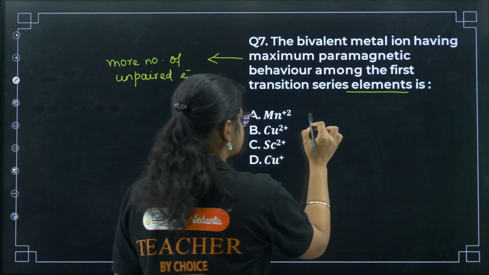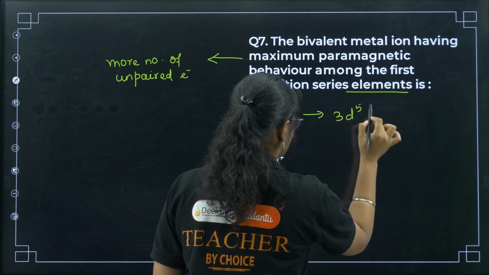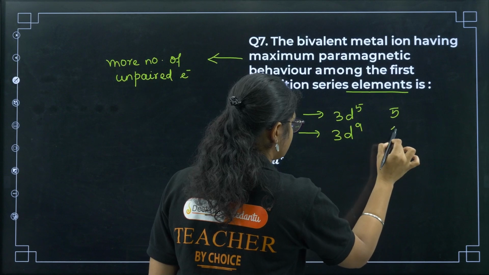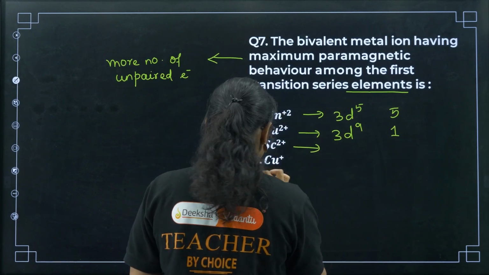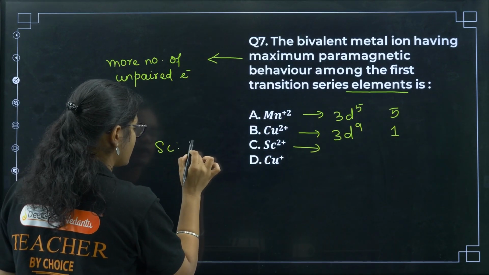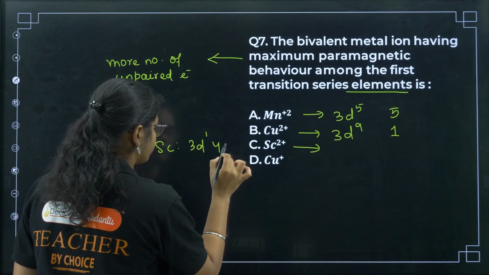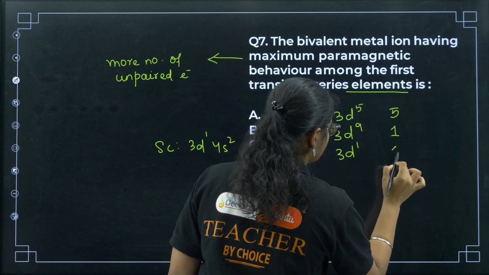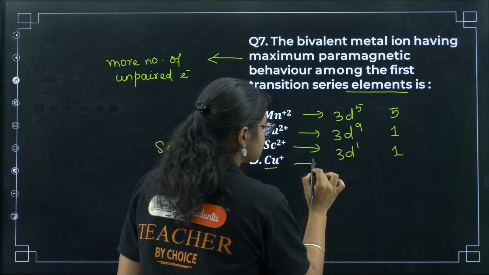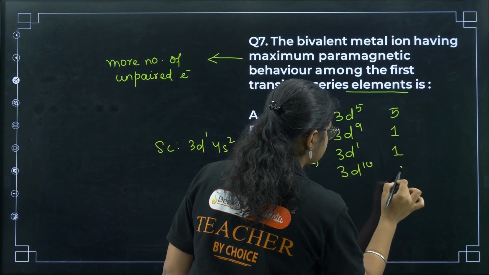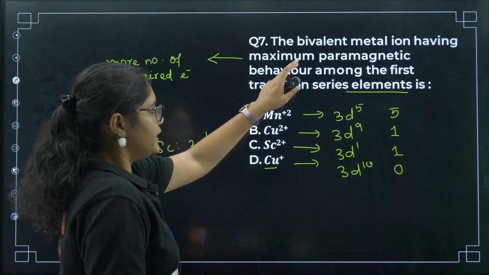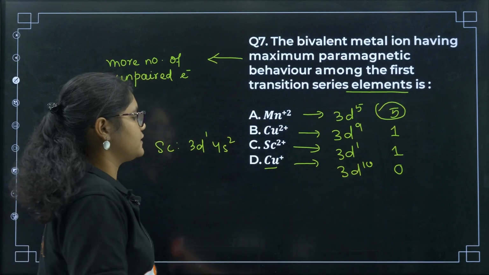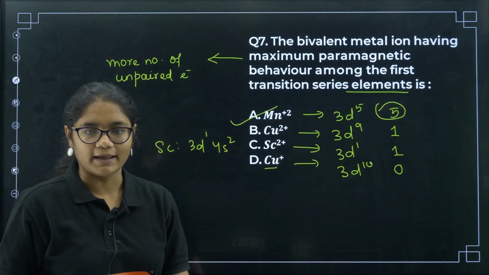Manganese 2+ has 3d5 configuration, so the number of unpaired electrons is 5. Copper 2+ has 3d9 configuration, the number of unpaired electrons is 1. Scandium's electronic configuration is 3d1 4s2, so with scandium 2+, it is 3d1, the number of unpaired electrons is 1. Copper plus configuration is 3d10 and it has 0 unpaired electrons. We need maximum paramagnetic behavior. You can see the maximum number of unpaired electrons is 5. So that is why the correct answer is option number A here.